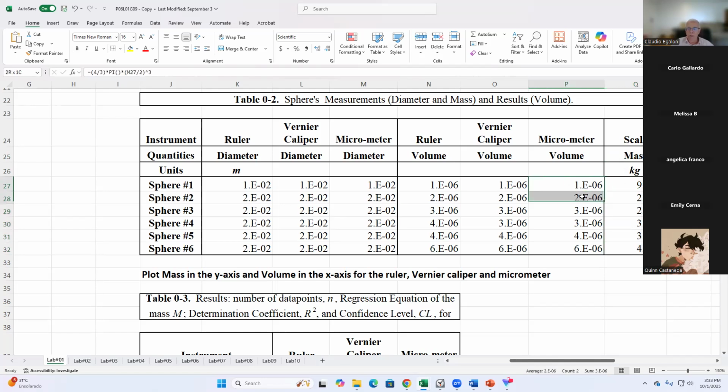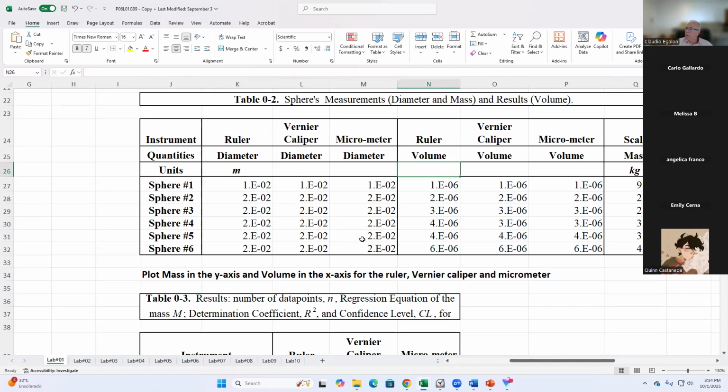What's the unit of what you plot in the horizontal direction? What are you plotting in the horizontal direction? Micrometers? Oh, you're plotting the volume, right? That is what you are plotting. What's the unit of the volume? Meters? The unit of the diameter is meter. The unit of the volume is going to be what?